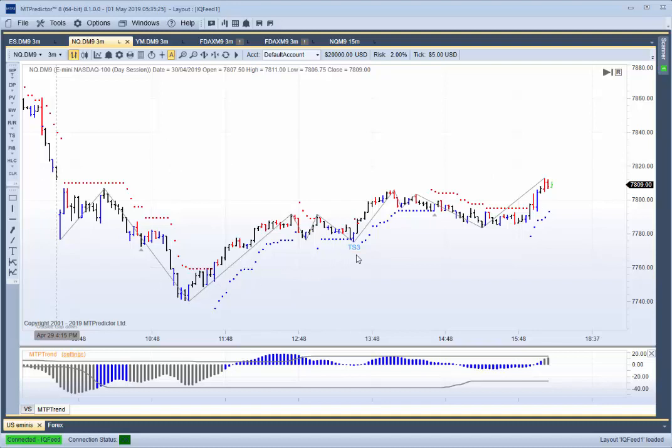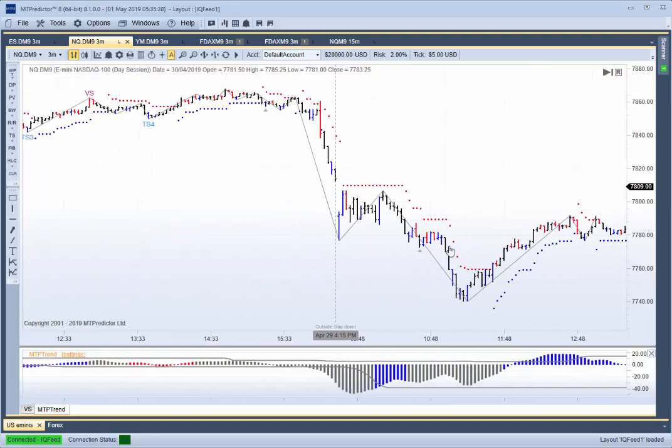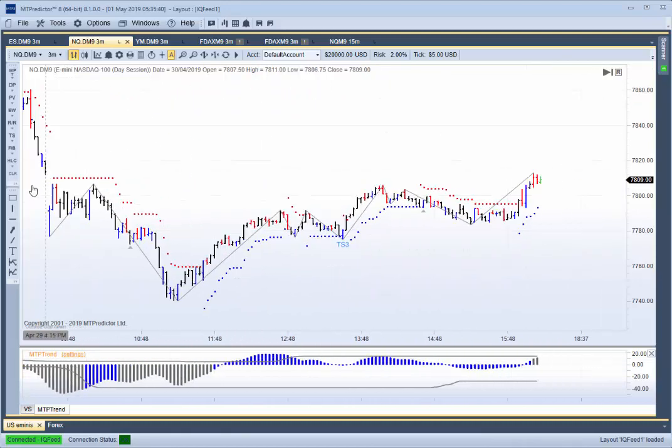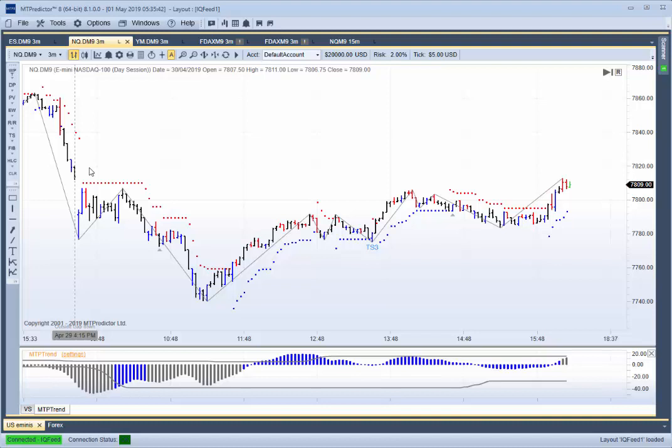Remember, MTPredictor is not a black box system. We don't blindly follow all our setups. For example, with our MTP trend, which is blue for up, black for in the process of making a reversal, and red you can see there is for down. We basically want to see when the market pattern is clear, because we understand that markets are basically random half the time. So 50% of the time the markets are random, and we'll contrast the NQ yesterday with the ES yesterday as well.